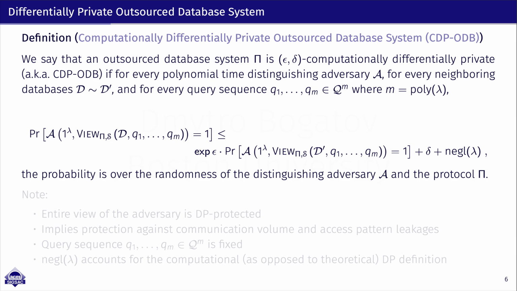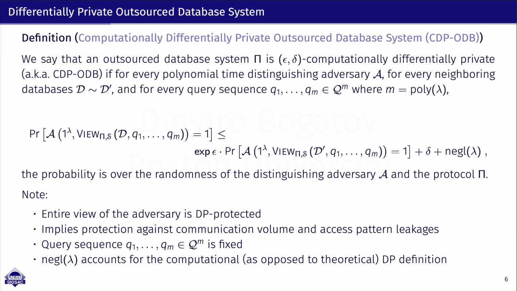In human terms, the definition is saying that the protocol is CDP-ODB if the views of the server as seen by the adversary over the execution of the protocols over two neighboring databases are themselves epsilon delta differentially private indistinguishable, except with negligible probability that is needed to account for the computational part of the definition.